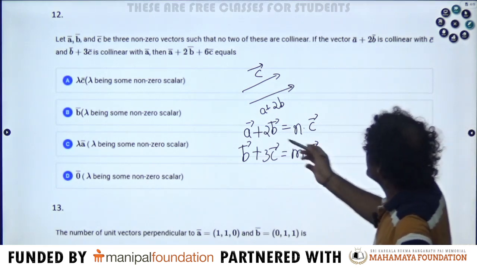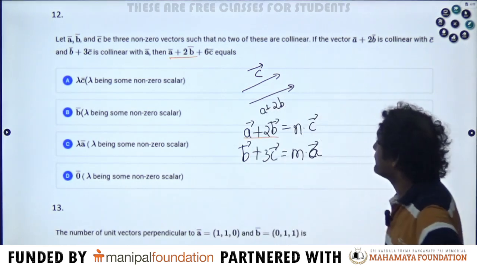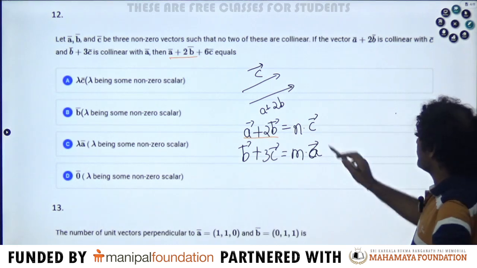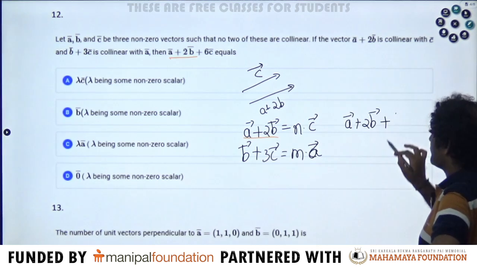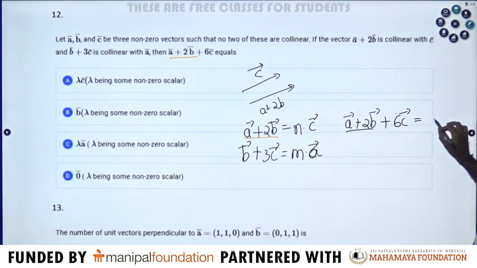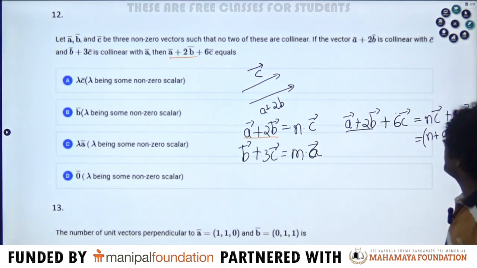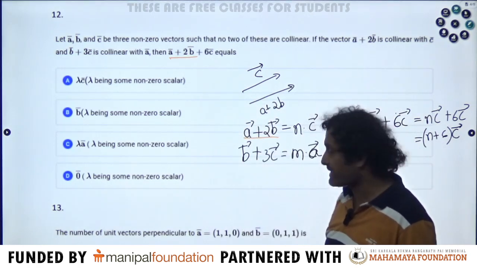What do we want? See, we already have this a plus 2b. We need an additional 6c, that is, a vector plus 2b vector plus 6c vector. Instead of this, I'll put n c vector plus 6c vector. I can take c vector common, right? Isn't it n plus 6? Same way, if I take b plus 3c, but here I want 2b plus 6c.